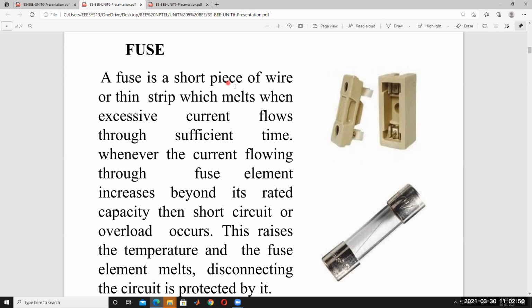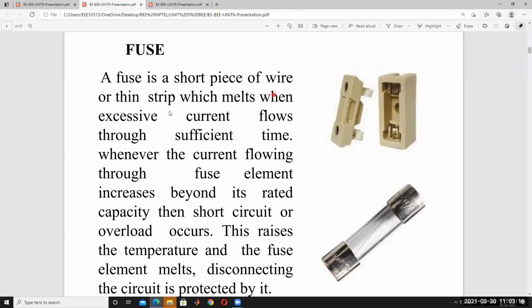A fuse is a short piece of wire or thin strip which melts when excessive current flows through it for sufficient time. For example, if the operating range of the fuse is 5 amps, and the current increases above 5 amps, maybe 6 amps, 8 amps, 9 amps, then the fuse melts and your device is protected.